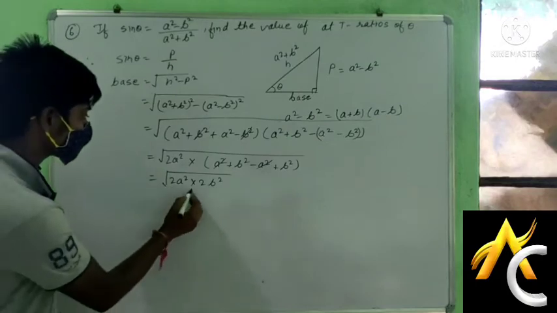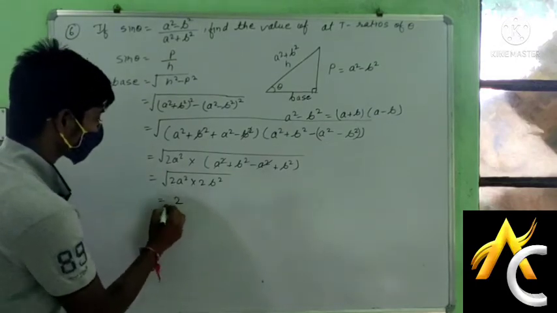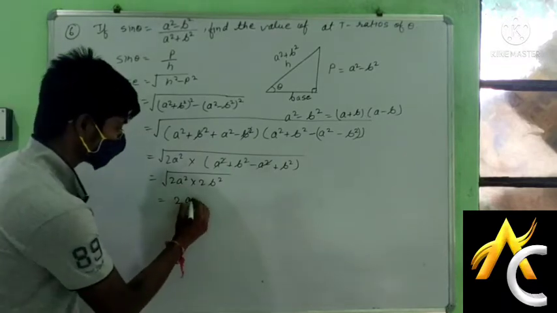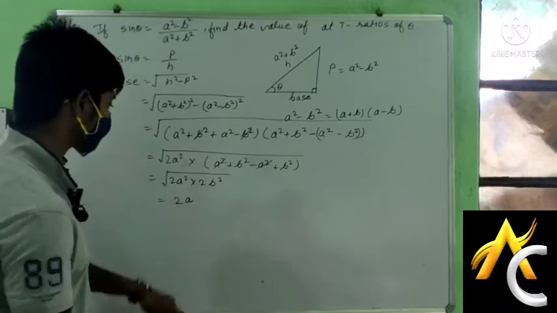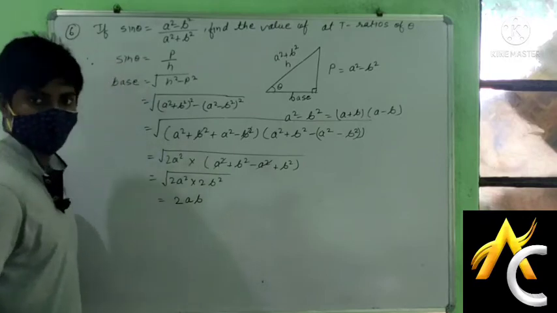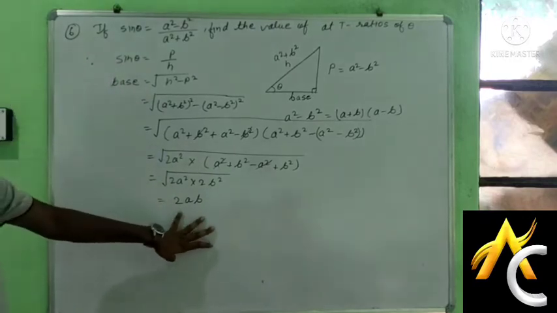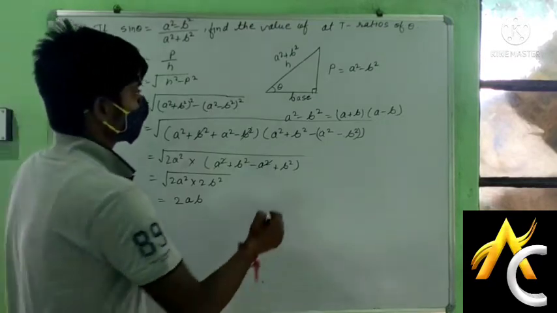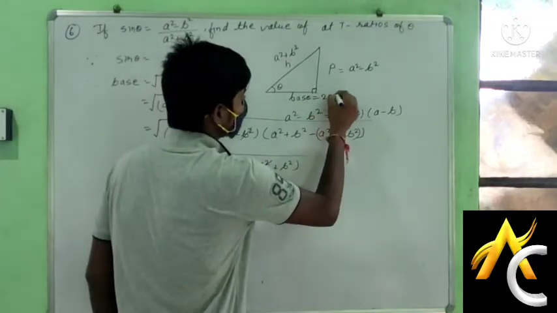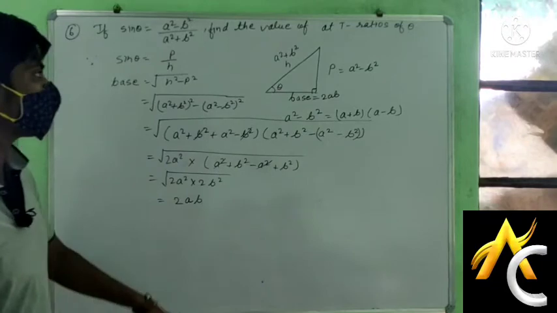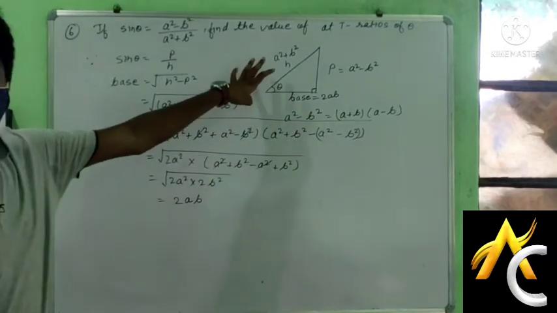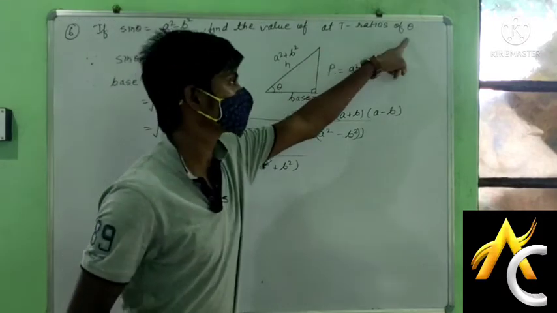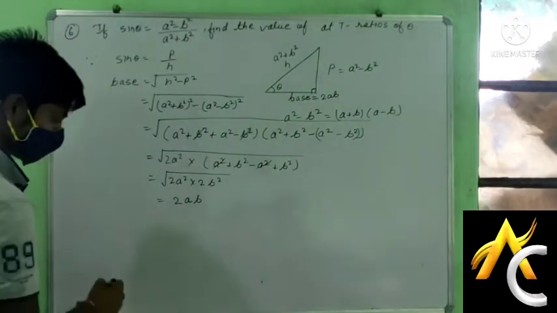Now since 2 appears 2 times, so we can take out one 2, and for a square it will be a, and for b square it will be b. Hence the value of base will be 2ab. Clear? Doubt? So base का वैल्यू क्या है हमारा? 2ab. Now we have value of all sides of the triangle, so we are in position to find the value of trigonometric ratios of theta. Clear?